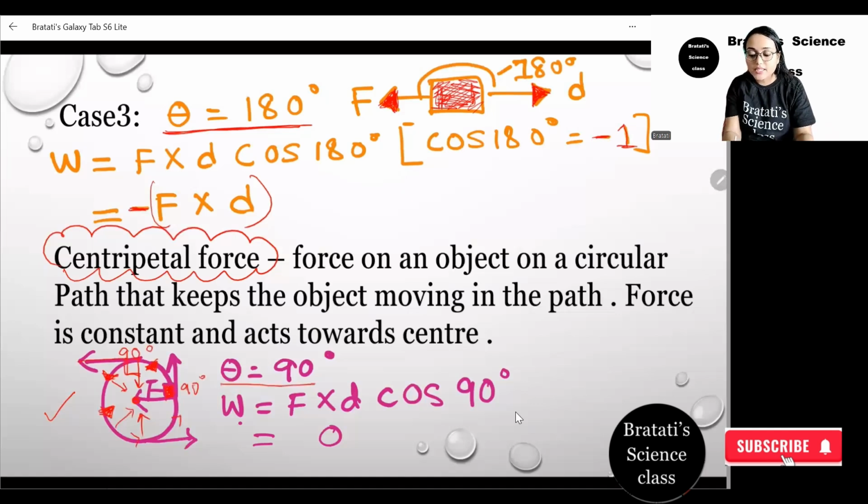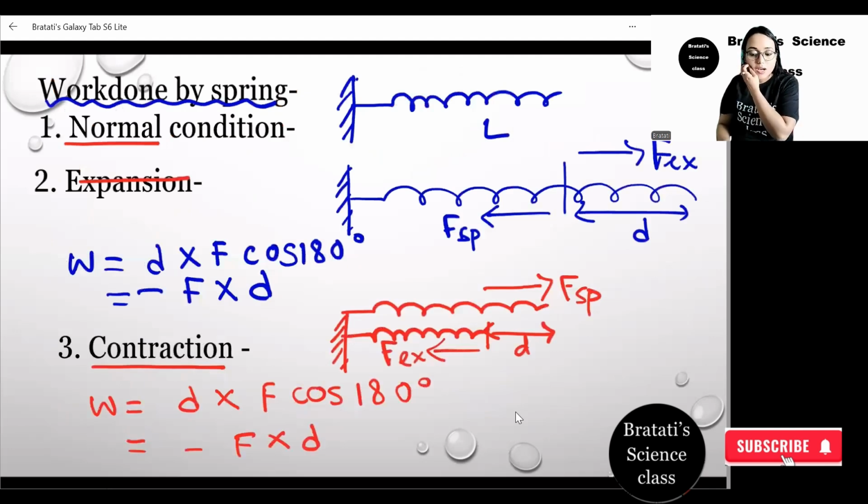That means theta is 90 degrees. So we need to take cos 90, which is 0. So when an object is moving in a circular path, no work is done scientifically. How are we finding this? We are calculating theta as 90 degrees, 0 degrees or 180 degrees. We are taking the horizontal component, cos theta, and we are getting the value. Clear? Now, what is the formula of work done by a spring?